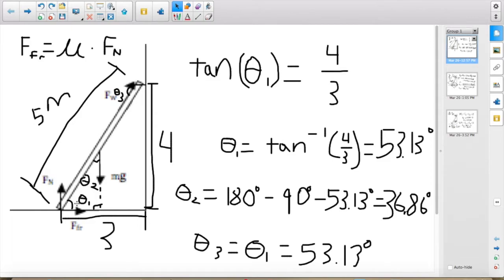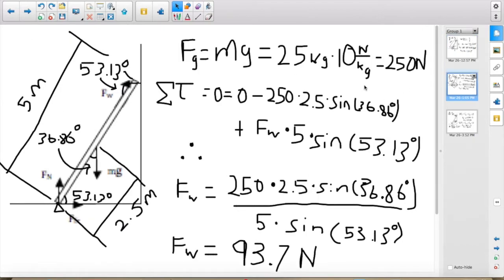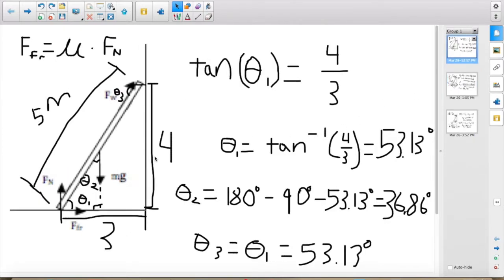All right, so before we can start solving the problem, we need to find what these angles are. Because if you recall, torque is equal to the force times the radius times the sine of the angle. So in all the previous problems, we had 90-degree angles between our lever arm and our force. And 90-degree angles are nice because the sine of 90 degrees is 1. But now we're going to have angles that aren't 90 degrees.